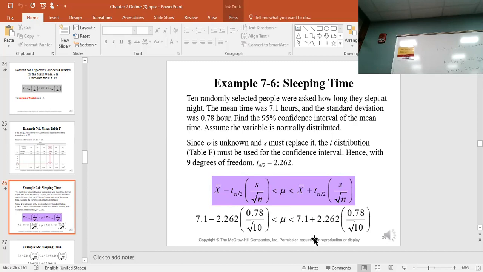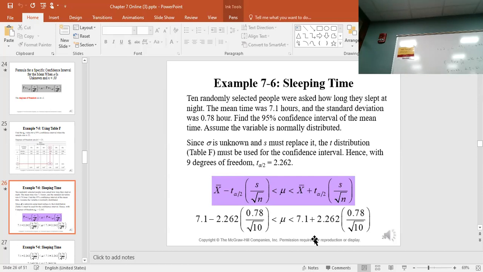So when you are not told what distribution to use, you can look at the problem and see if the population standard deviation is provided. If it is provided, you use the Z distribution, Z alpha over 2. For 90, 1.65. For 95, 1.96. For 99, 2.58. If you are not given the population standard deviation, you use the t distribution, depending on the degree of freedom. Let's record the information we have here.